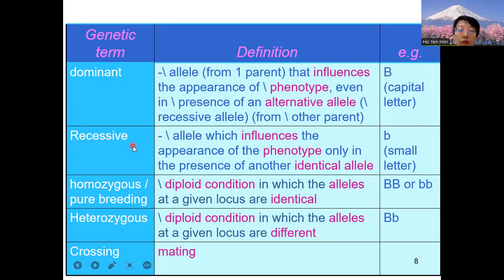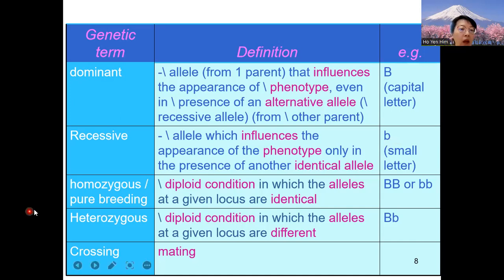What about the recessive allele? It is the allele again, not the phenotype. Phenotype cannot be recessive. It is the allele that is recessive. It is the allele which influences the appearance of the phenotype only in the presence of another identical allele. So the characteristic of small b will not be seen in the phenotype unless another small b comes together with it. So when the genotype is small b small b, only then will it show its characteristic in the phenotype, which is blue eye.